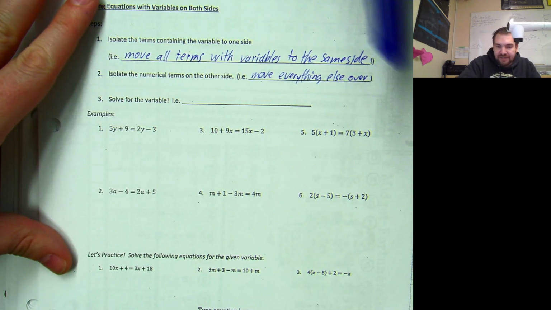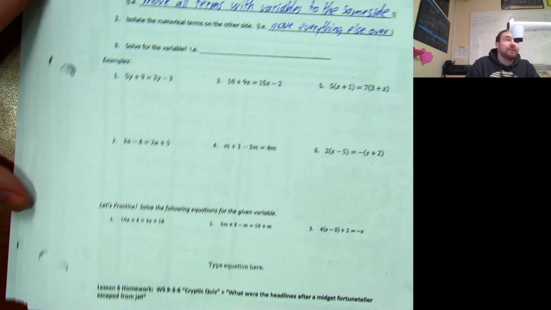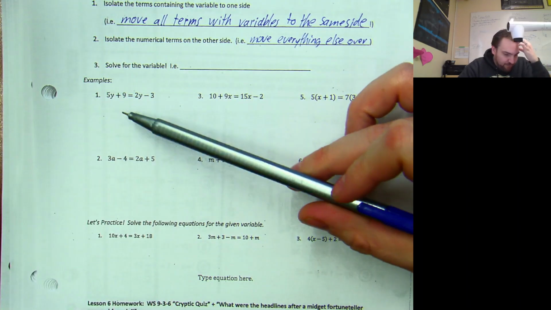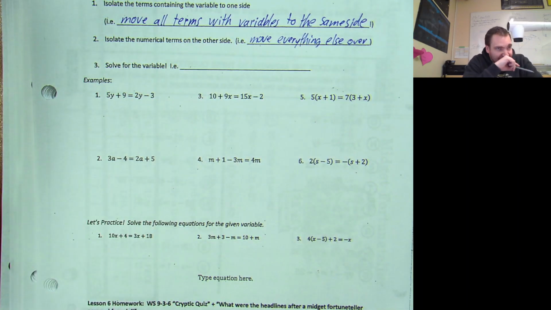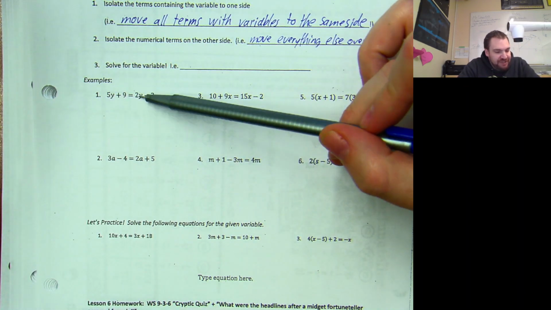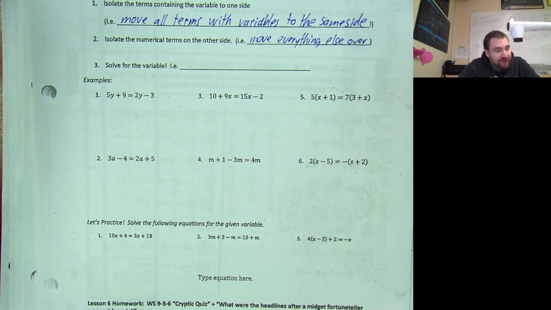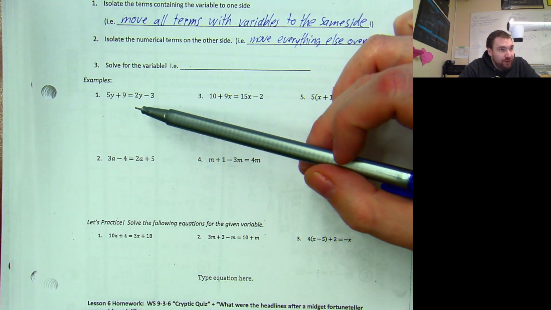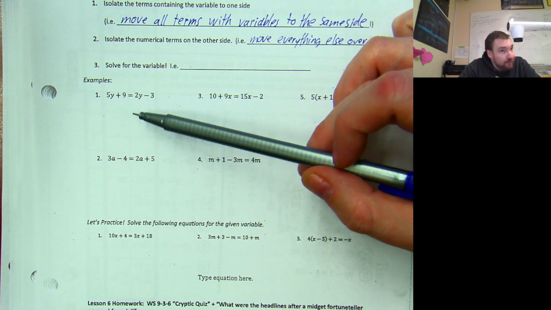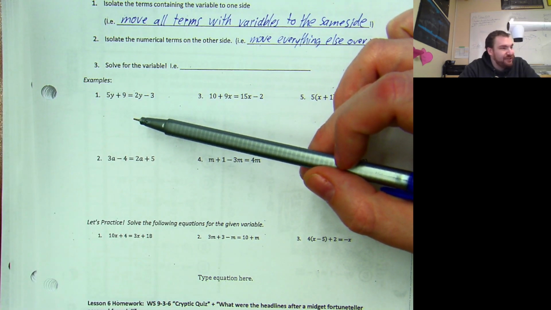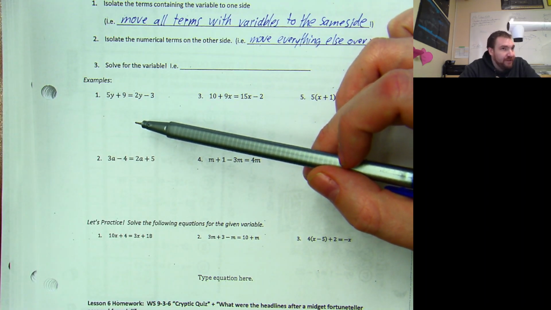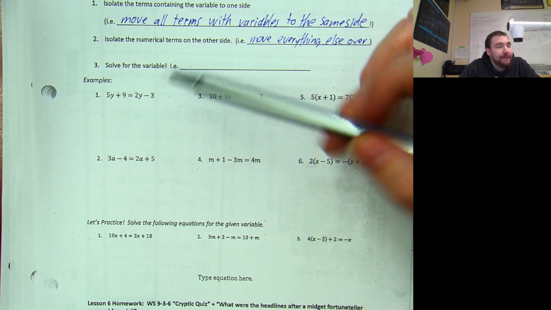So we'll do a couple examples, and then I will add to your homework and we'll call it good. So something like this, 5y plus 9 equals 2y minus 3. We've got y's on both sides. We want to move them all to one side. There is an easier and a slightly more difficult way to do this. Which side do you think would be better to move all the y's to?